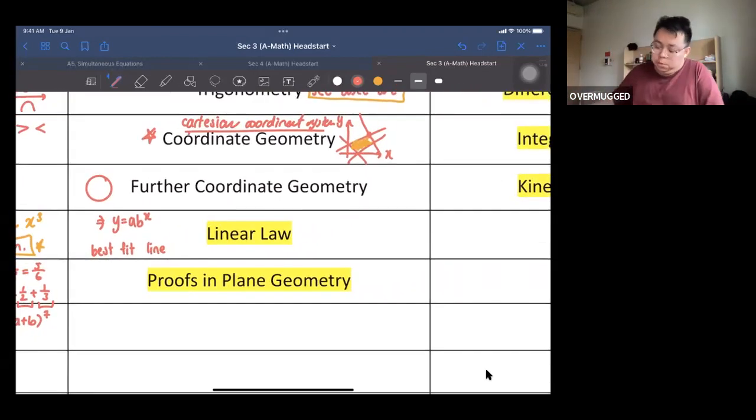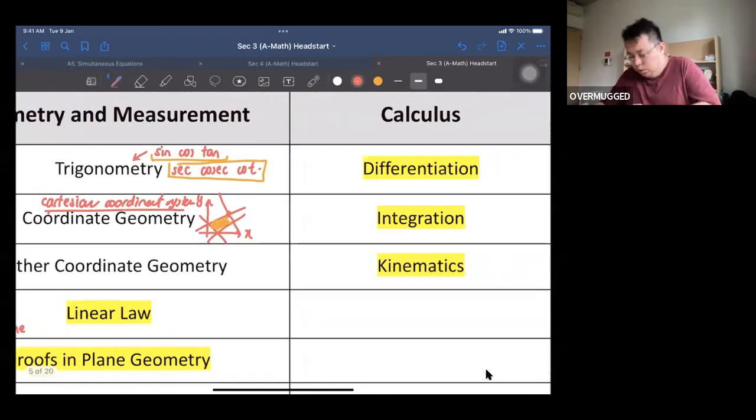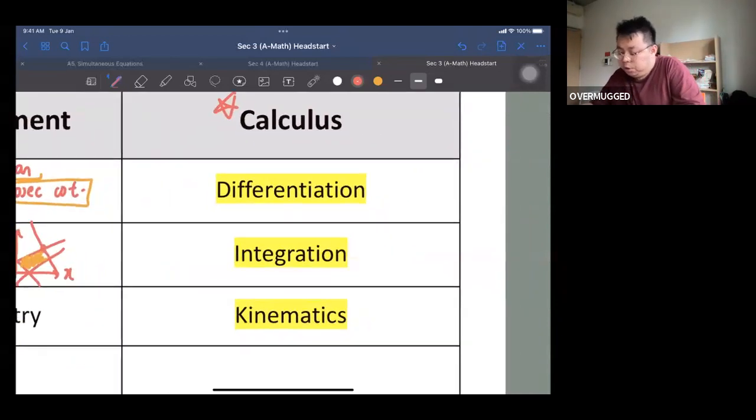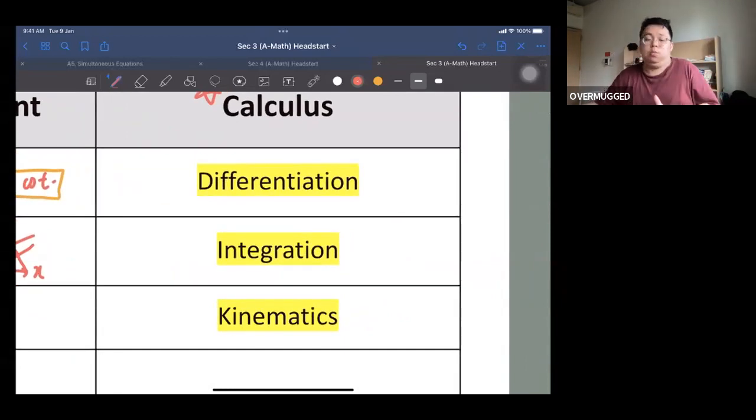Now let's skip proofs of plane geometry first. We move on into calculus. This is the very last core, and this will usually take up about 2 to 3 months in school, because this is where all the monsters from under the bed will start coming out. And this is the first introduction of some of the more complex concepts in the A math syllabus, which is differentiation, integration, and kinematics.